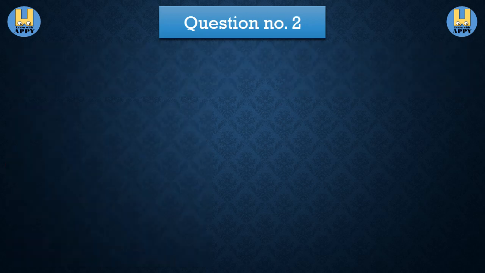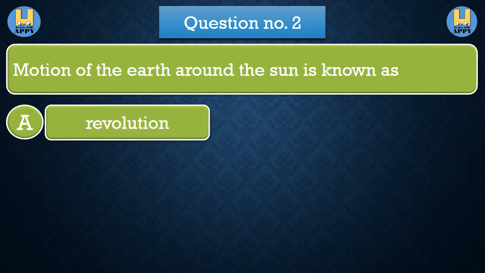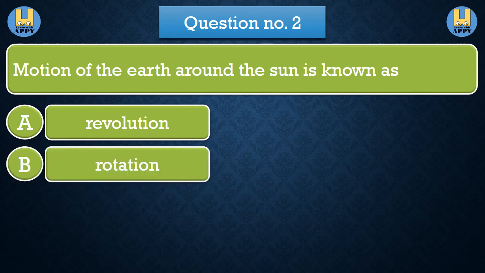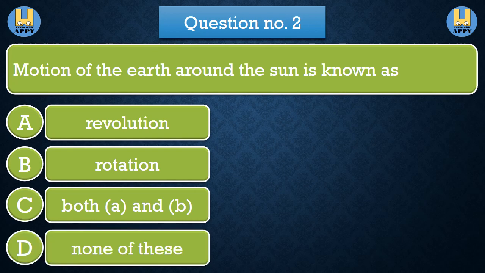Question number 2. Motion of the Earth around the Sun is known as: Option A, revolution. Option B, rotation. Option C, both A and B. Option D, none of these.